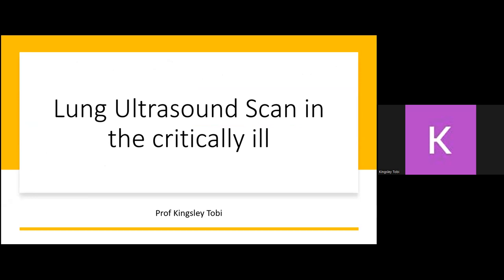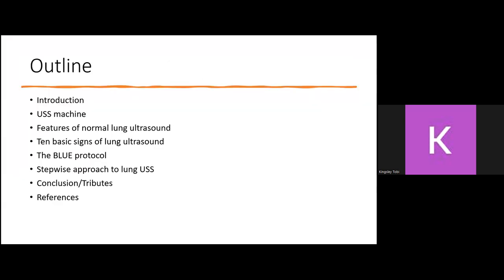I really appreciate this opportunity. Without taking much of our time, because there's a lot to talk about, this evening I have the privilege to present lung ultrasound scan in the critically ill. We're going to try to follow this outline. We'll introduce lung ultrasound, and I will do a little bit of the ultrasound machine, the probes and the knobs. I will look at the features of a normal lung ultrasound. Then we look at the 10 basic signs of lung ultrasound. We'll look at the BLUE protocol and a stepwise approach to performing a lung ultrasound in our patients. And then we'll try to conclude and give a little tribute to one of my mentors, Daniel Lichtenstein, a French intensivist. Then I'll present the references.